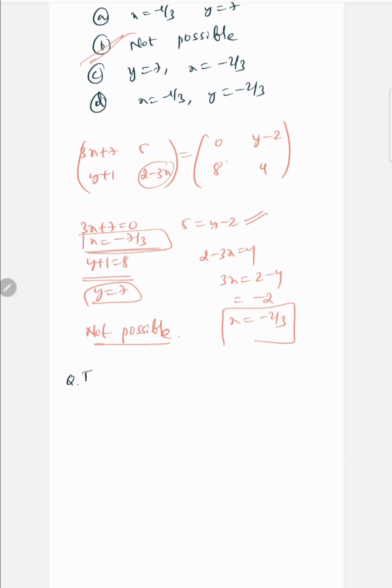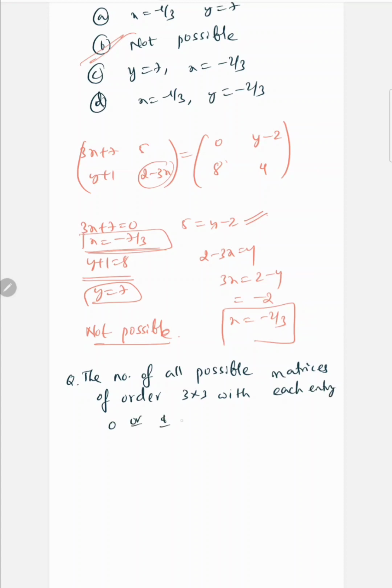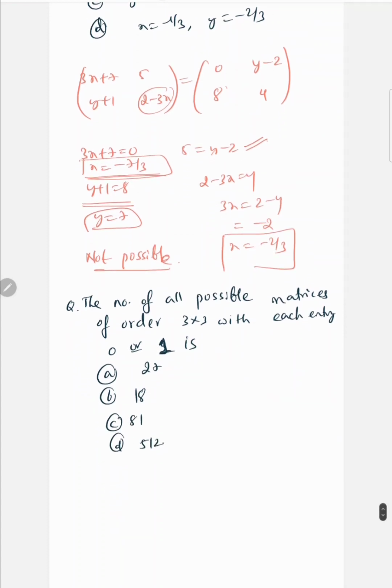The number of all possible matrices of order 3 by 3 with each entry 0 or 1 is: option A is 27, option B is 18, option C is 81, option D is 512. So they are asking the possible number of matrices of order 3 by 3 with each entry either 0 or 1.